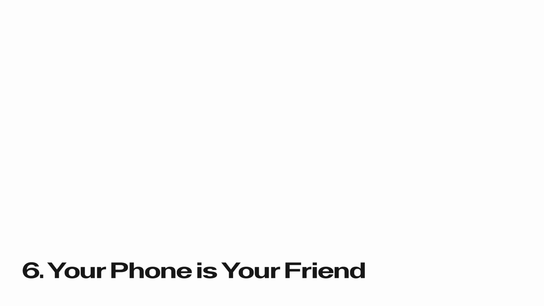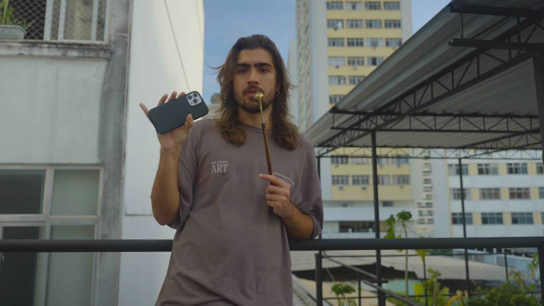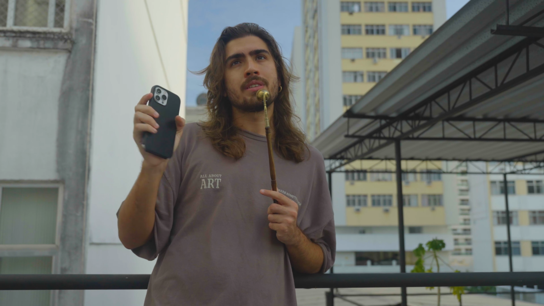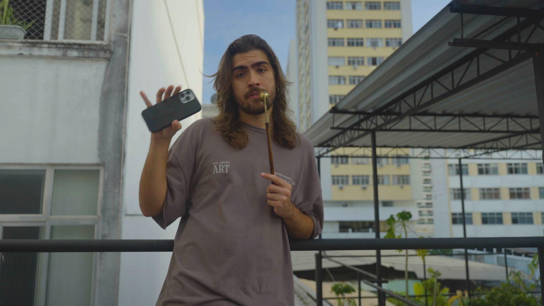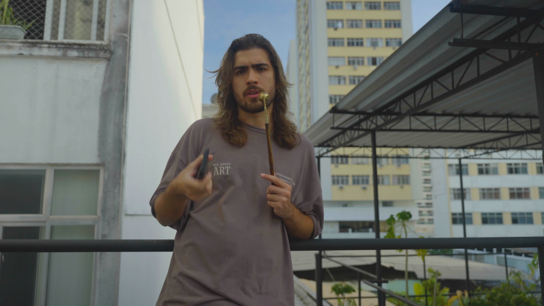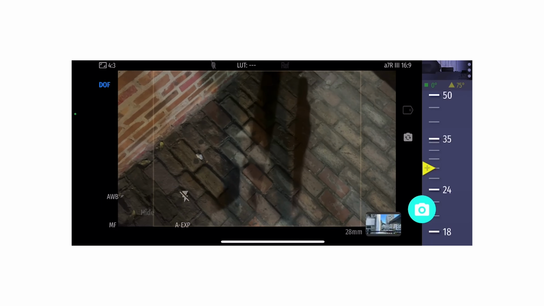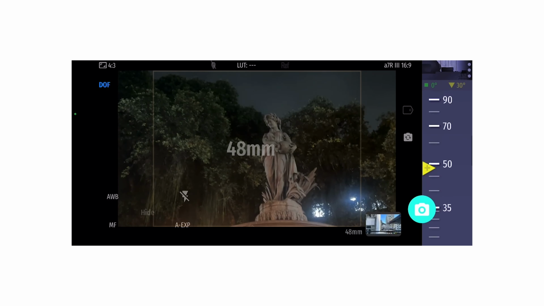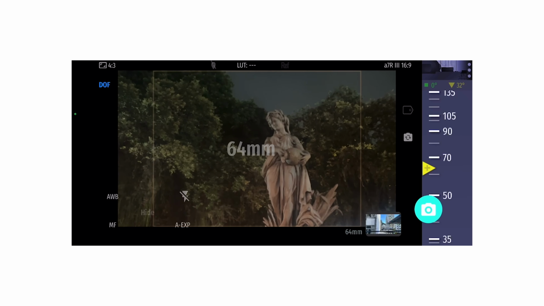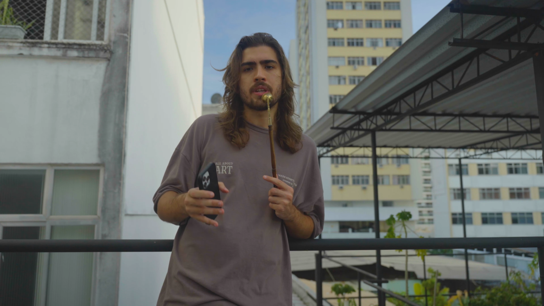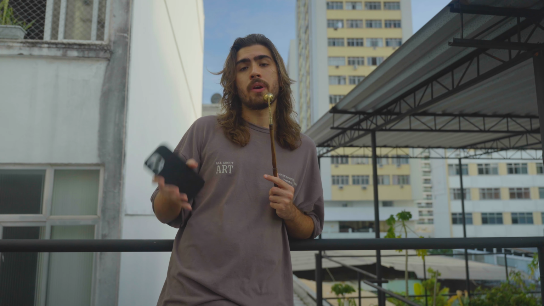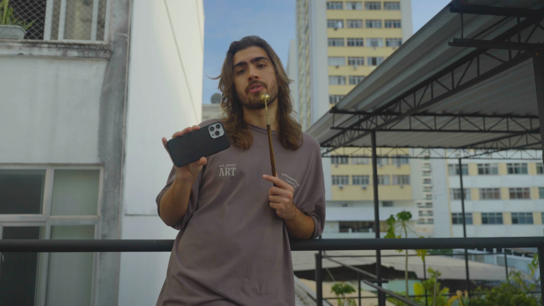Your phone is your friend. This is one of the best things you can use when taking photos, and not necessarily to take photos with it. What I mean is, you can use this as a viewfinder. You have a bunch of apps for Canon, for Nikon, for Sony, where you can simulate a camera and know at which position and with which lens you'd have to be to get the shot you want, like this one, for example. So, especially if you're using fixed lenses, this thing is a way faster and more nimble way to hunt for compositions.